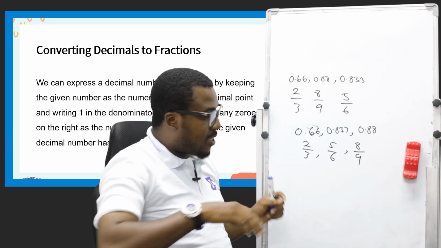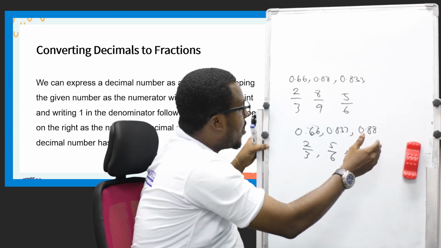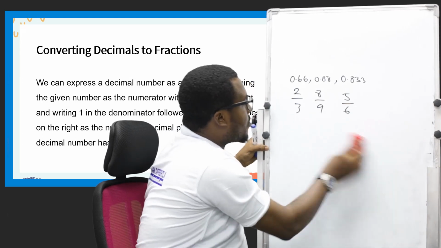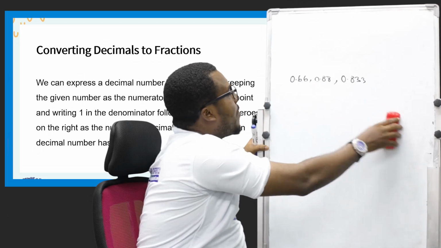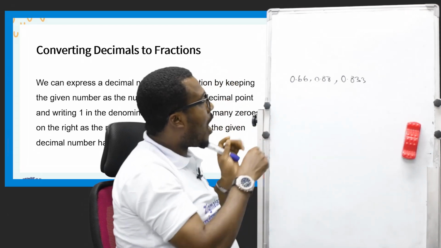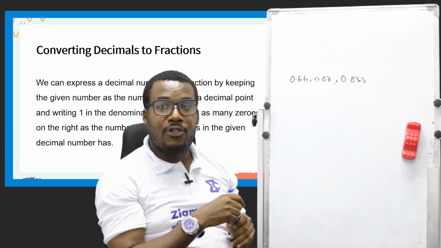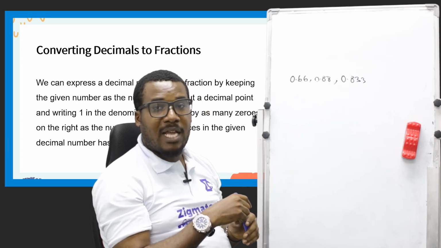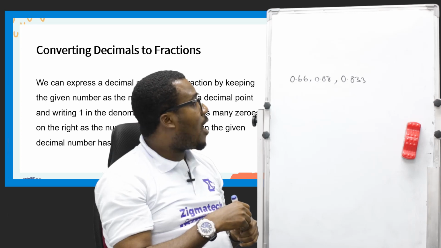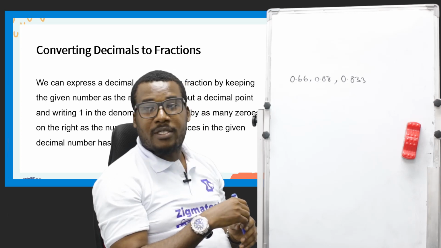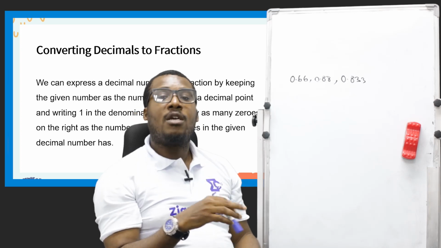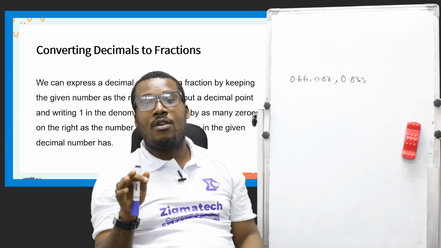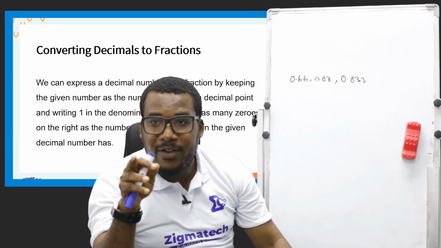Say you have a number like this. Sorry, let me erase this. Okay, let me leave our good friends here so we can use them to convert. Let's use it as our case study. So you have a series of numbers like this: 0.66, 0.88 and 0.833. First things first, let me explain what they are saying there, by keeping the given number.